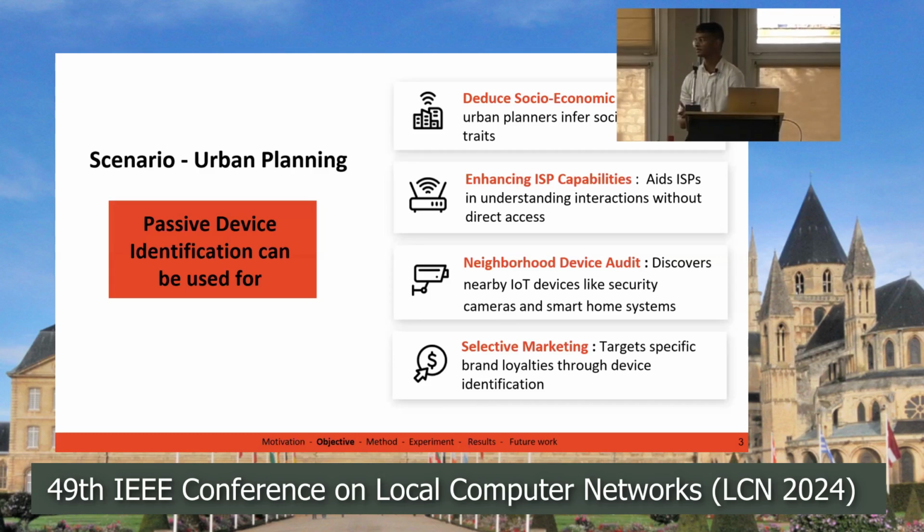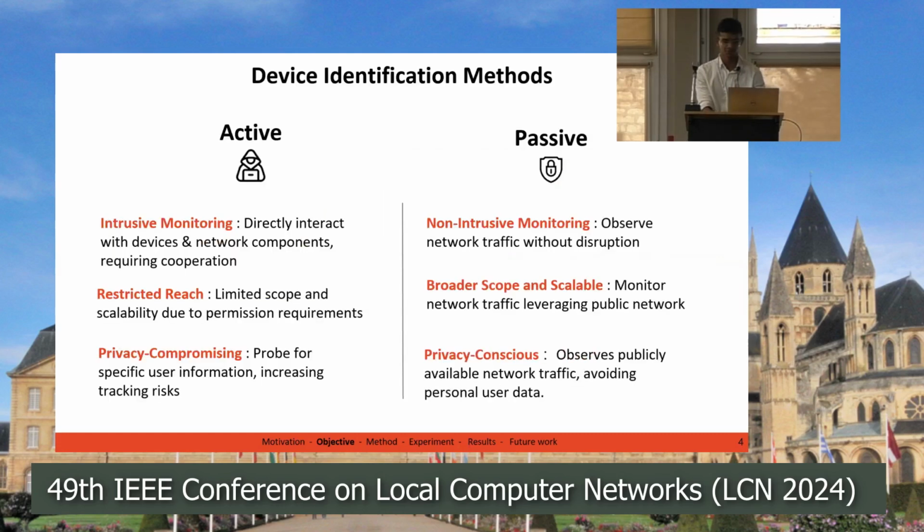And the final one is selective marketing. Brands could figure out where there's a higher use of Apple devices versus Samsung devices to target their advertisements and make them more efficient.